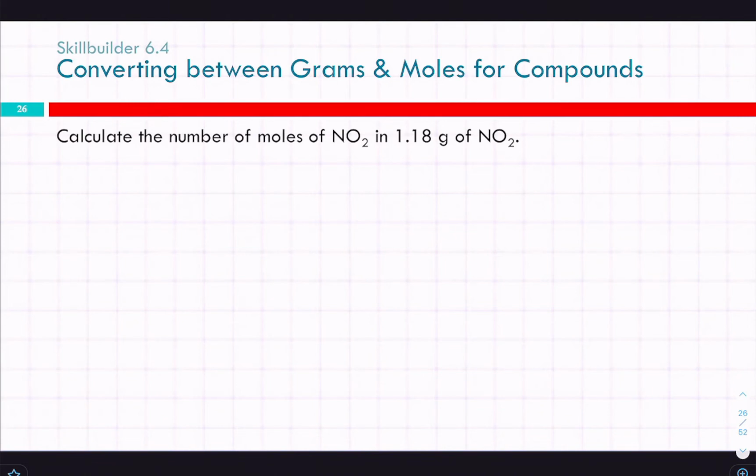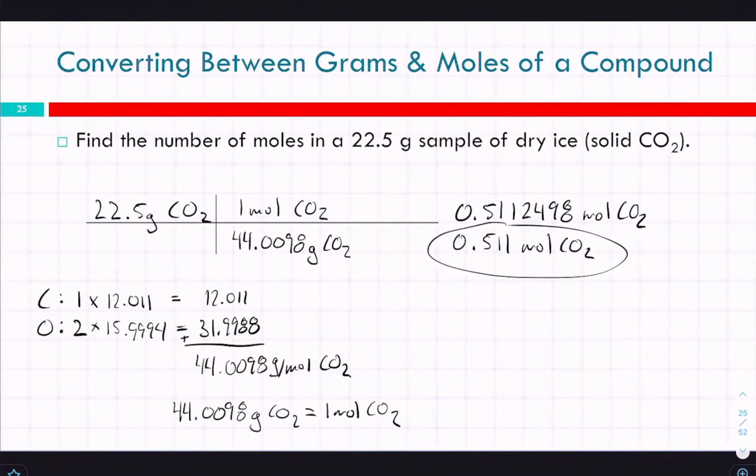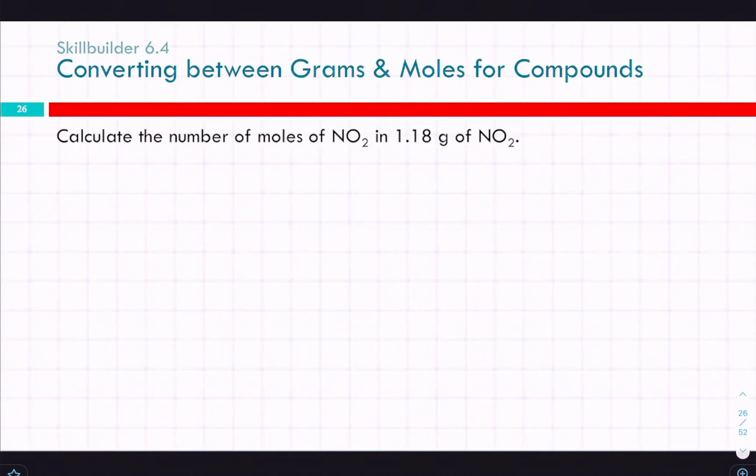So this is going the other direction now. Actually, no, it's the same direction. Same thing here. Calculate the number of moles of nitrogen dioxide in 1.18 grams of nitrogen dioxide. So 1.18 grams of nitrogen dioxide. What is our first step, because we're working with a compound?